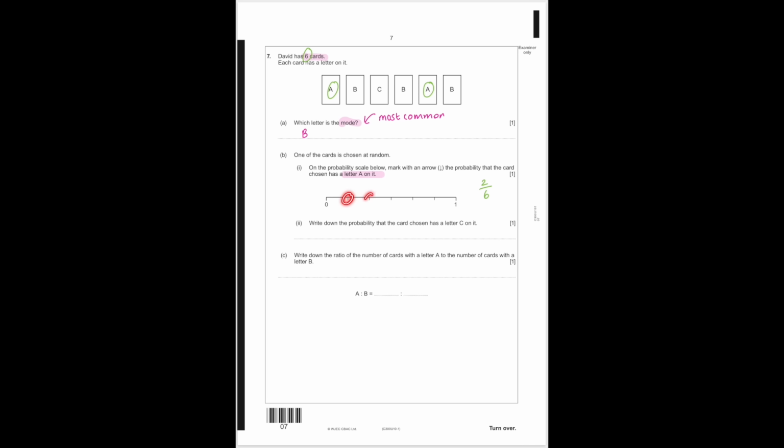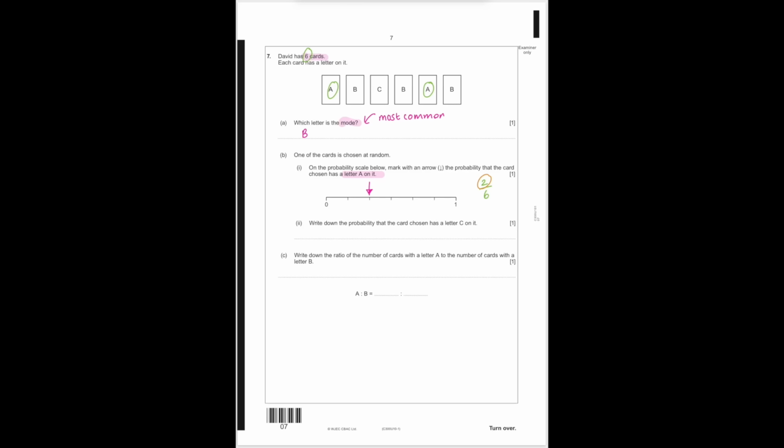So we're going from 0 to 1, which is good. And then we've got 1, 2, 3, 4, 5, 6 equal sections, which is handy because the bottom of our fraction is 6. We want to mark our arrow where 2 sixths would be. So we're going to go 1 sixth, 2 sixths to that point there. So we're going to mark our arrow on the probability scale there.